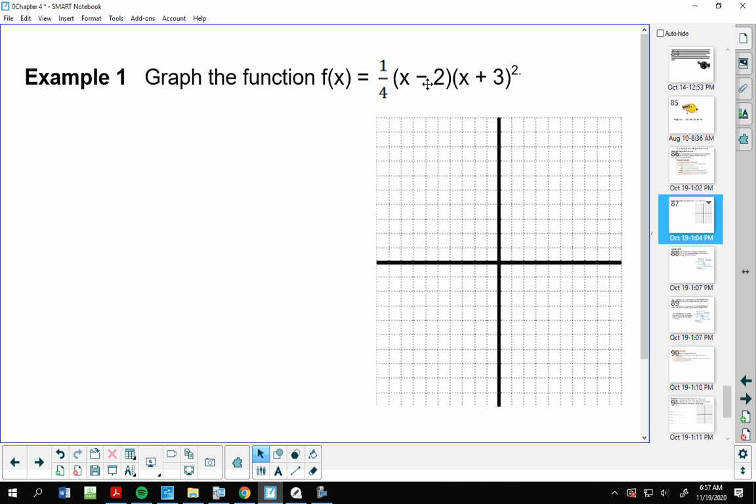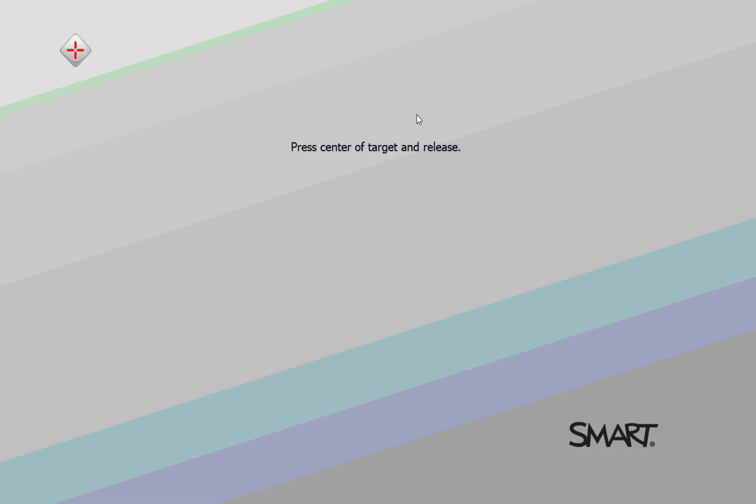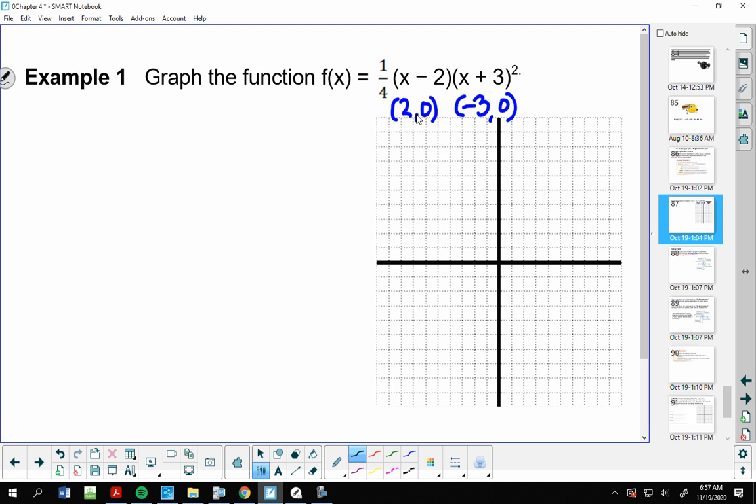So actually, since this one's in intercept form, we already know where our x-intercepts are at. We know that we have an x-intercept at (2, 0), and an x-intercept at (-3, 0). So we can, oh, my smartboard's off. All right, I need to recalibrate this real quick. Okay, so let's plot 2 points and our x-intercepts.